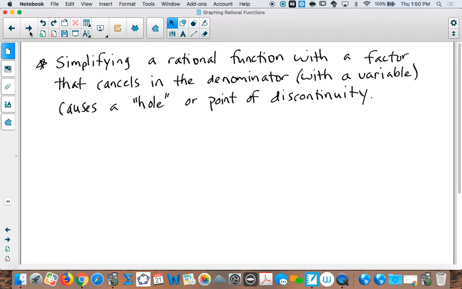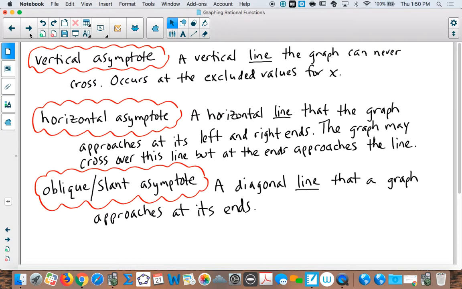Okay, so there are three types of asymptotes that we're going to be looking at. Vertical, horizontal. You guys already know what those are because we've talked about them with our exponentials and logs, right? So a vertical asymptote, again, is a line where the graph will never cross, ever. Why can the graph never cross a vertical asymptote? How do we find vertical asymptotes, generally speaking?